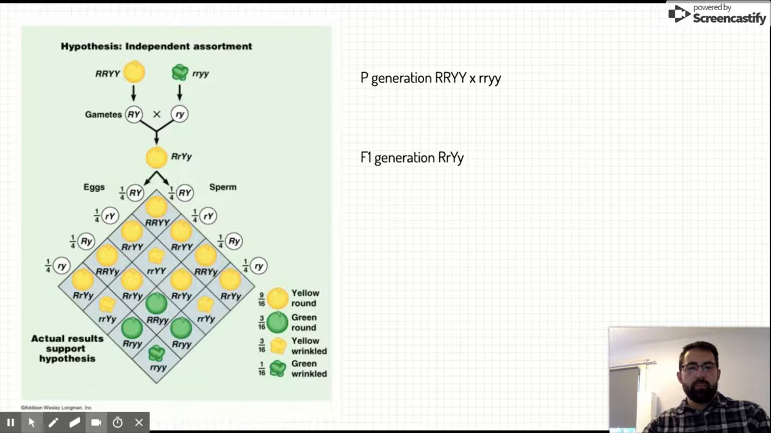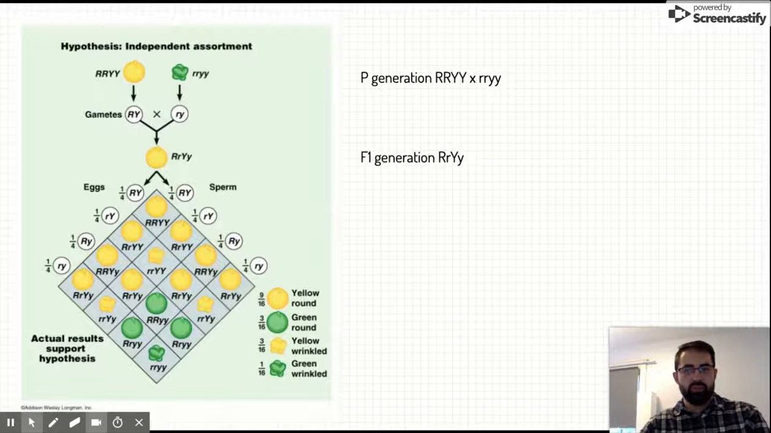Right, we start with the parent generation. The two purebreds are homozygous dominant or homozygous recessive for two traits. The homozygous dominant can pass on only big R, big Y, and the homozygous recessive can only pass on little r, little y. So that means F1 must be heterozygous for both traits, big R, little r, big Y, little y. And we get this combination. There are 16 possible outcomes.